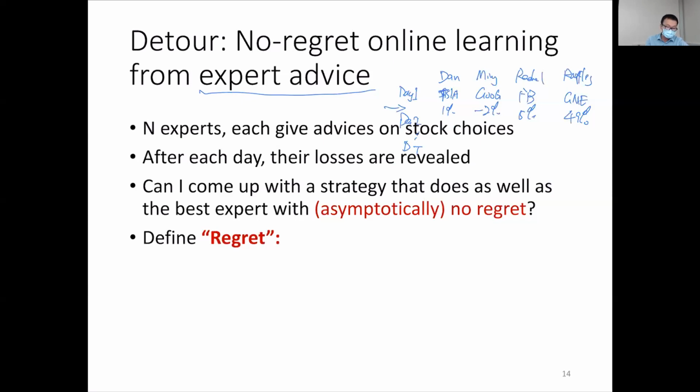And the goal of learning is that I want to come up with a strategy where I can somehow learn an ensemble model of all these 4 experts based on their daily returns, the daily gains and losses that are revealed after that day. And can I come up with a strategy that does as well as the best expert in hindsight? So that's the idea. So let's say that my strategy is that I pick x1 to xT, and each one of these is a probability distribution over these 4 experts.